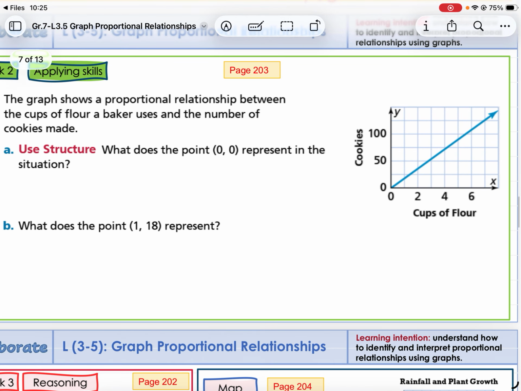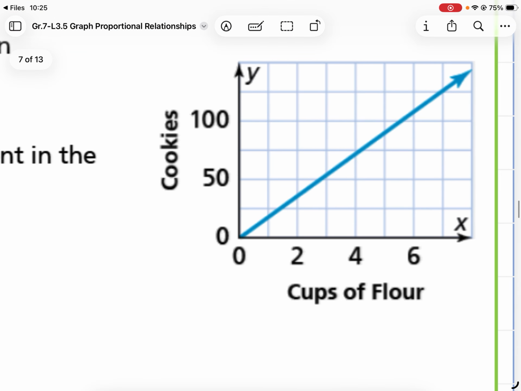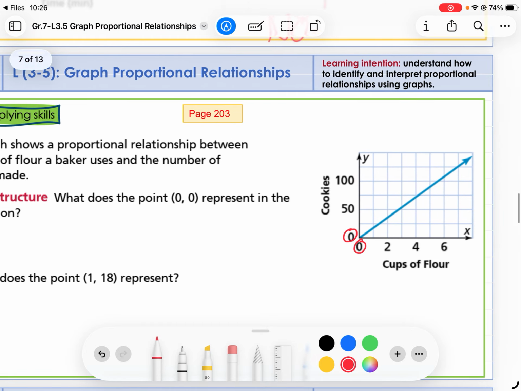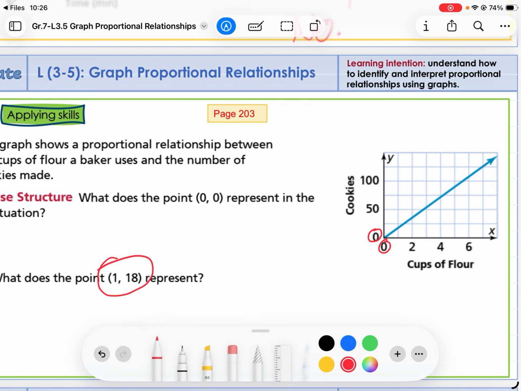This one here, what does the (0, 0) represent in this situation? As you can see here, we have cups of flour related to the cookies that you guys make. So if the baker here uses 0 cups, what does (0, 0) mean? It means he uses 0 cups of flour, so he got 0 cookies. 0 cups of flour is equal to 0 cookies. That's it. Okay, the (1, 18), what does it represent?